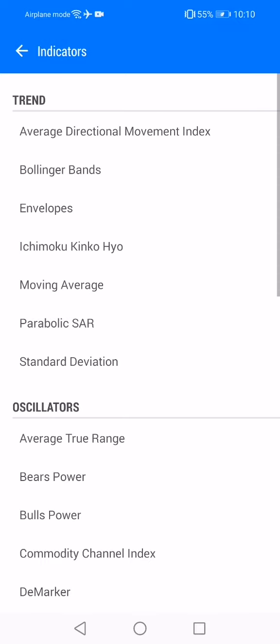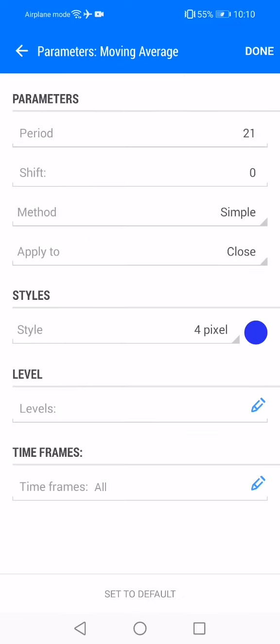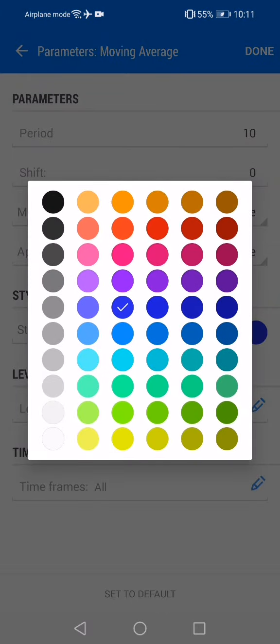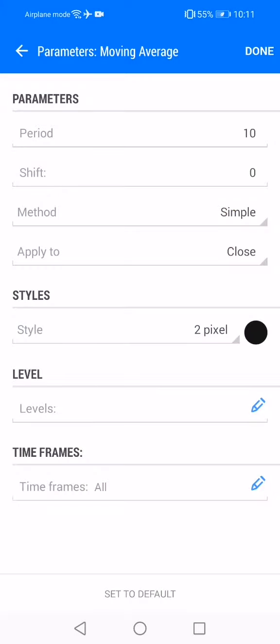Then we are going to add another moving average, but this time around we change the period to 10. Moving average with period 10, shift 0, method simple, apply to close. Style, let's make it 2 pixel. Color, let's make it black. You can use any color of your choice as long as it's different from the color of the first moving average and the color of your background screen.